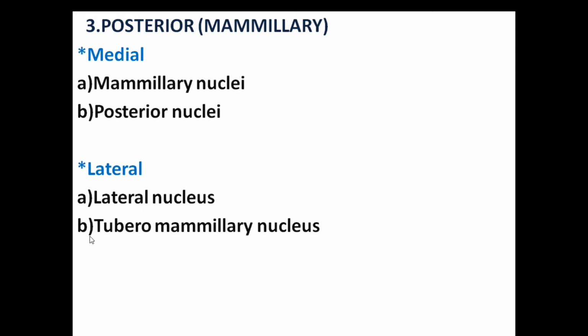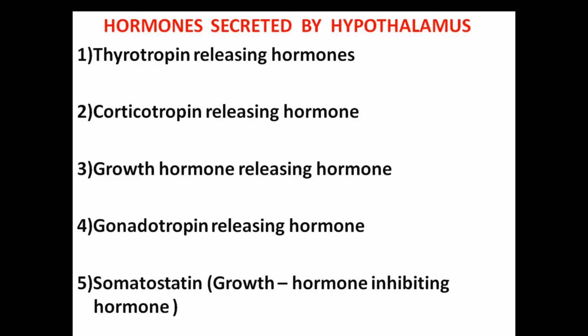It consists of two nuclei, that is lateral nuclei and tuberomammillary nucleus. And this tuberomammillary nucleus helps to regulate arousal, that is wakefulness and attention. And also it helps in feeding and energy balance, learning, memory, and also sleep. Usually this lateral region of the hypothalamus doesn't have any specific functions. Next we can see the hormones which are secreted from the hypothalamus.